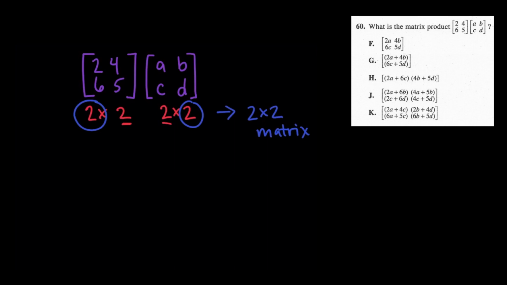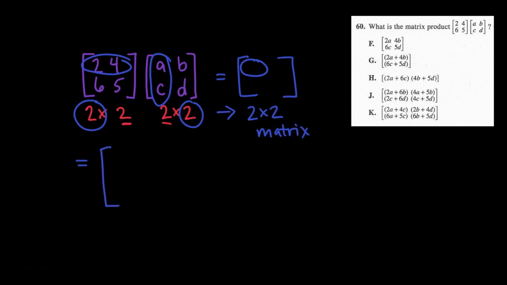So then let's just do our first cell. Okay, so we're looking at this cell right here. That's going to be row 1, column 1. So we're going to look at row 1 of the first matrix and column 1 of the second matrix and multiply those together using the strategy from the mini lesson. So row 1, column 1 is going to be 2 times A plus 4 times C.